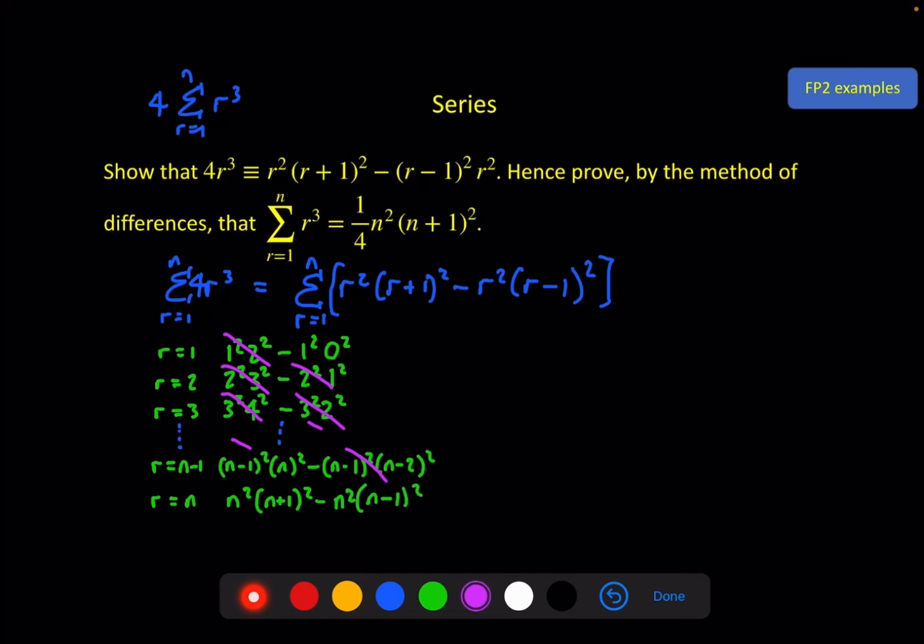And we can see again that the second part of this term cancels with the first part of the previous term. But this part of the term does not cancel, because if it did, it would cancel with the second part of the next term, and there is no next term. Just like this one didn't cancel because there was no previous term. So we end up with this part of the last term and this part of the first term as the only things that haven't cancelled. So my big expression in blue becomes minus 1 squared, 0 squared, which of course is 0, plus n squared, n plus 1 squared.